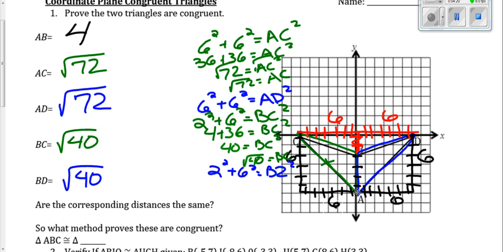So the question is asking us, are the corresponding distances the same? And the answer is yes. Let's take a look why. Well, here's the first side of each triangle, AB. What I'm going to do is I'm going to write out ABC. I'm going to show you something.